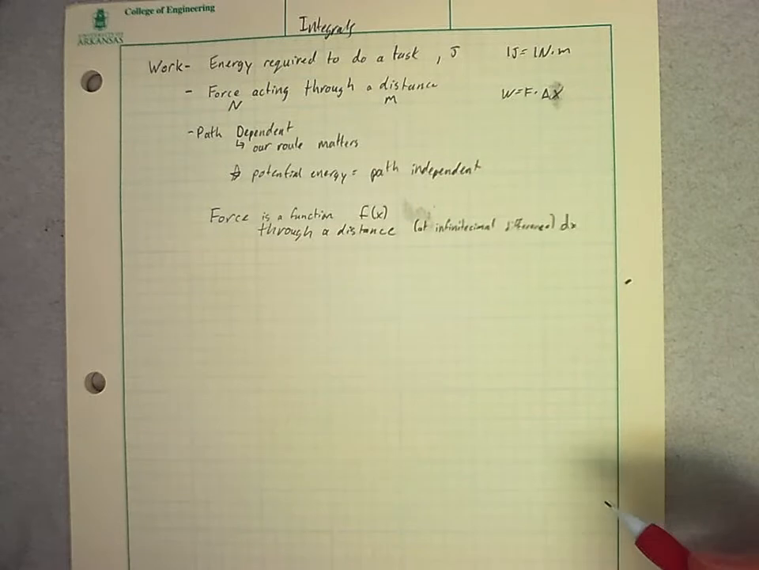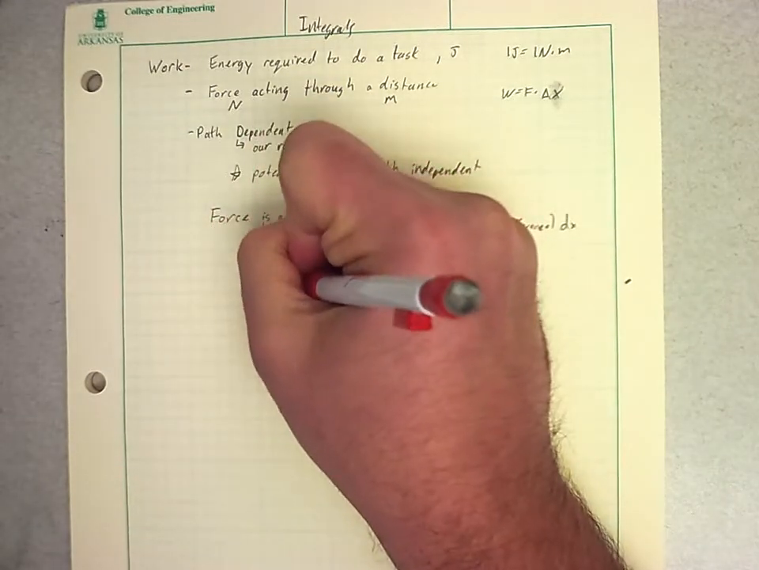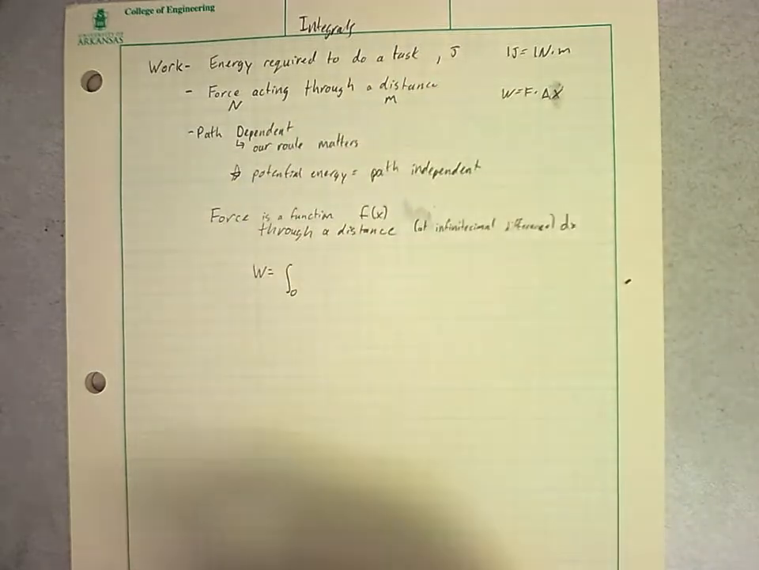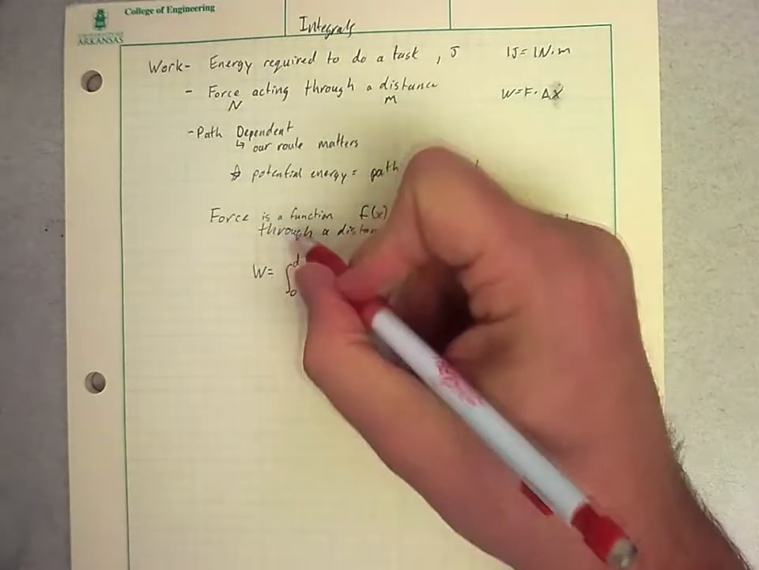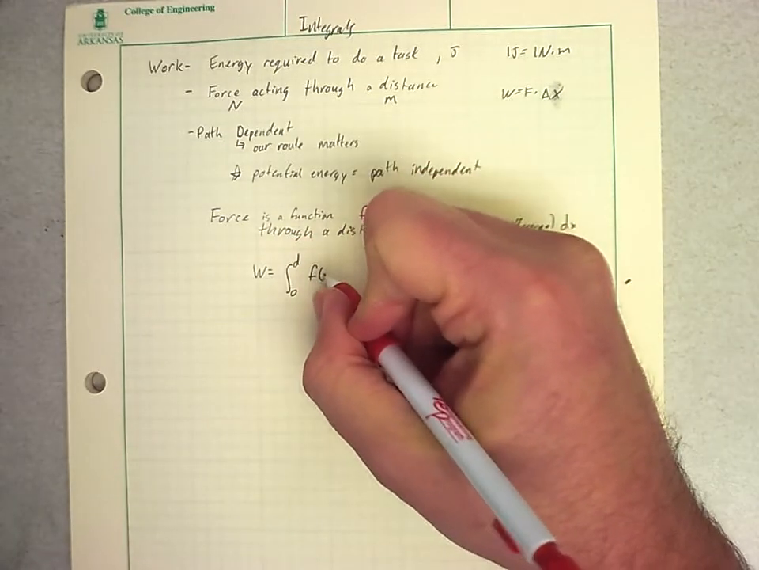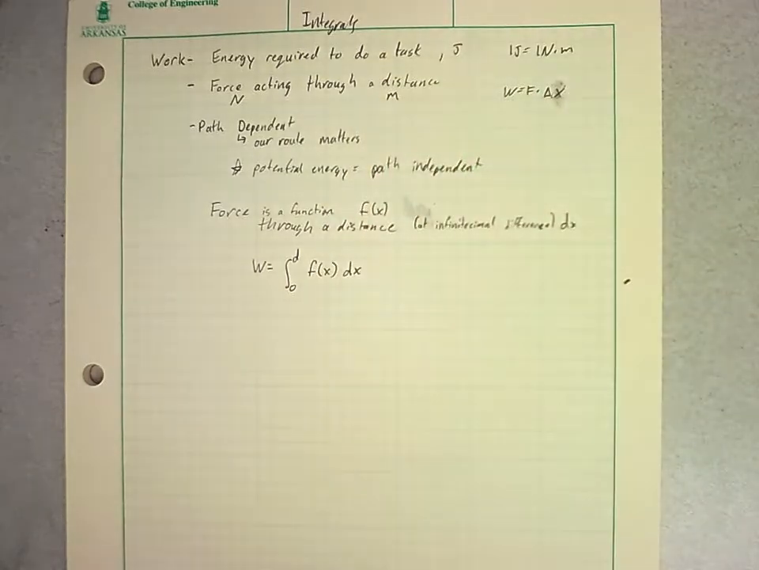And then the function we can get for work is that work is the integral from where we start, which we would call the origin, or 0, to our end distance, d, of our force function, dx. And so that looks like an integral, which is the thing we want to talk about. So now let's look at some specific examples and see what it would take to get through 1 meter.